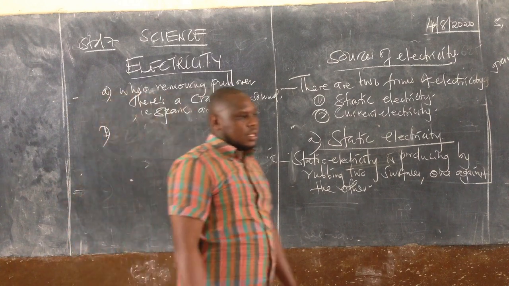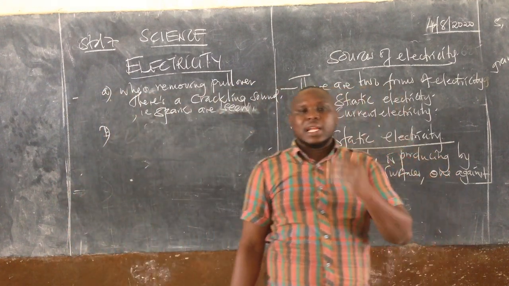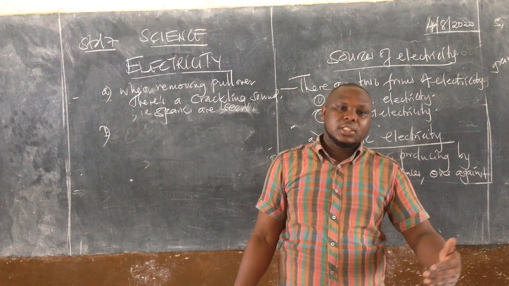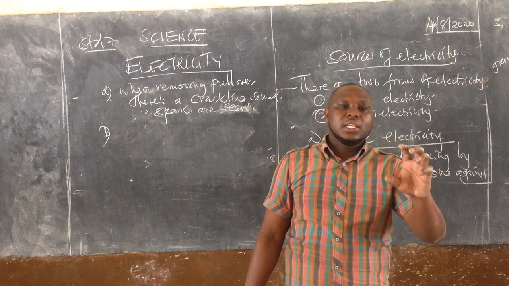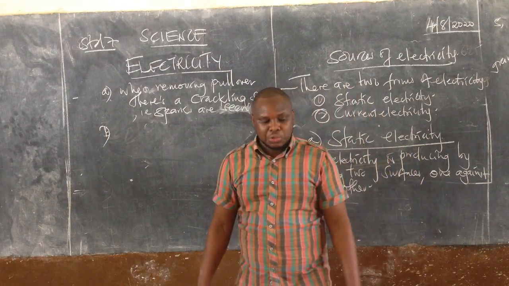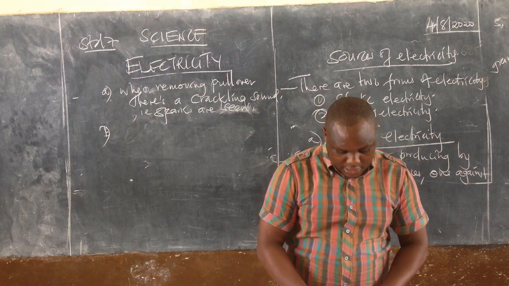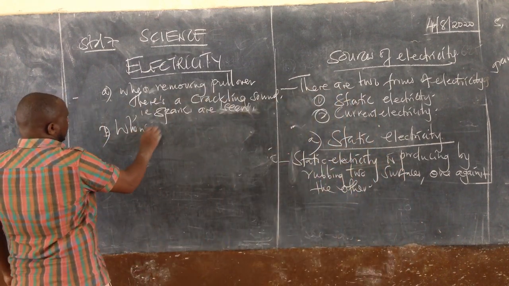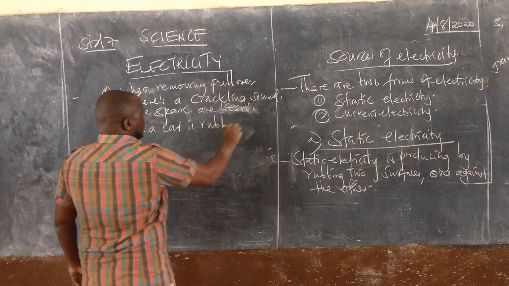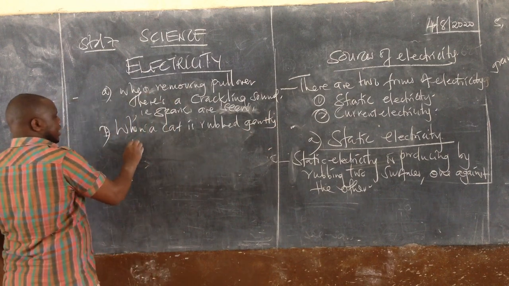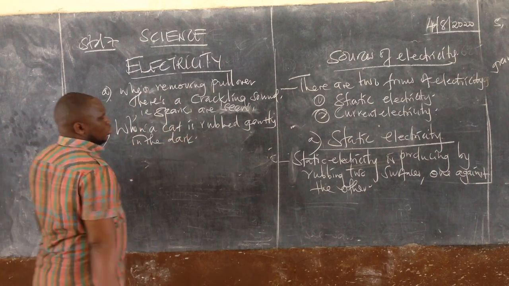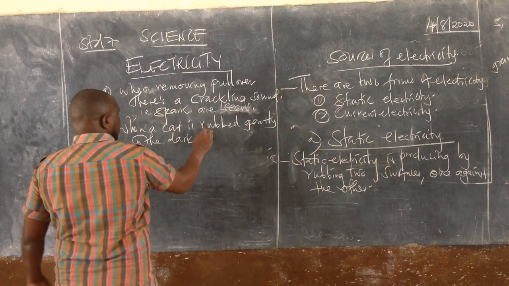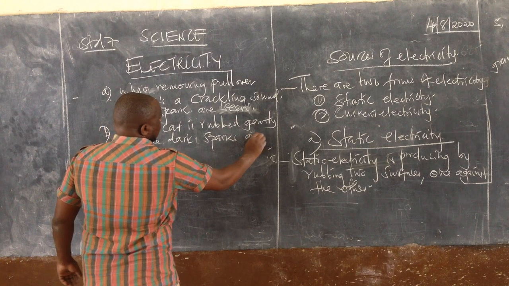I've also seen the same sparks. For example, when a cat, you know, a cat likes playing with people. So when you're just seated there, it's during the night, and a cat comes and rubs its tail against your legs, you're likely to see some light in between there. That is exactly what we call static electricity. That is, when a cat is rubbed gently in the dark, you are likely to see some sparks, and that is going to be static electricity. Sparks are produced.